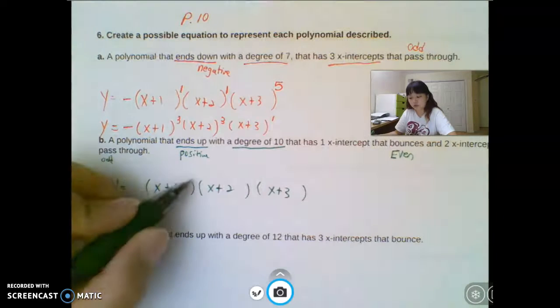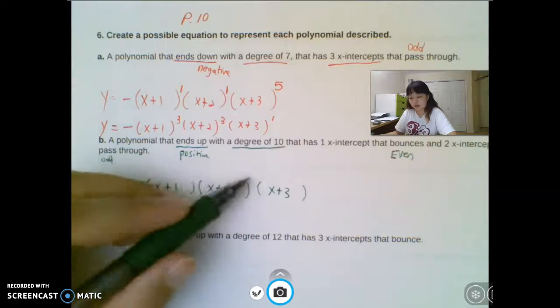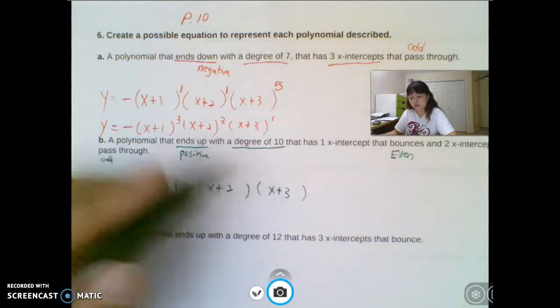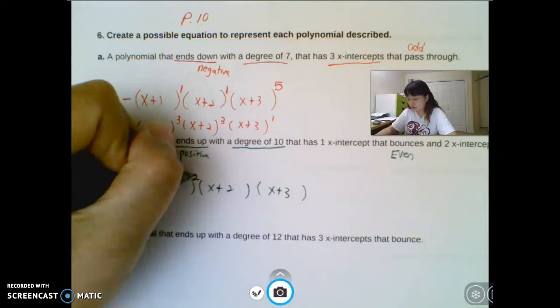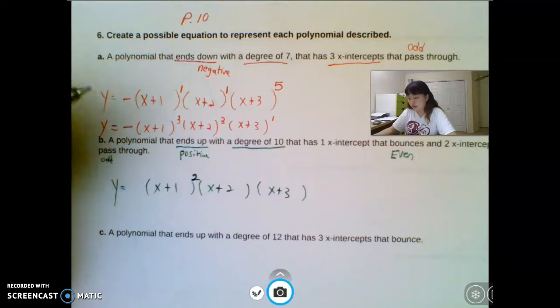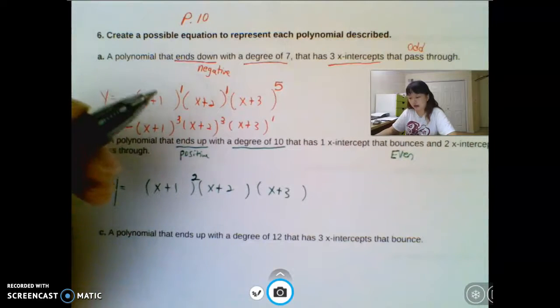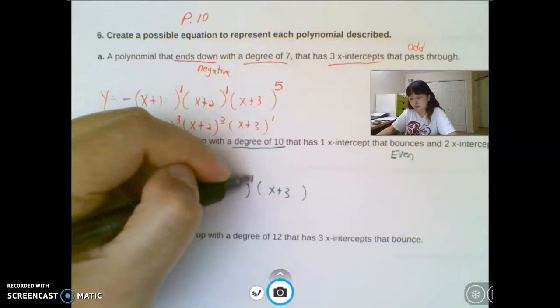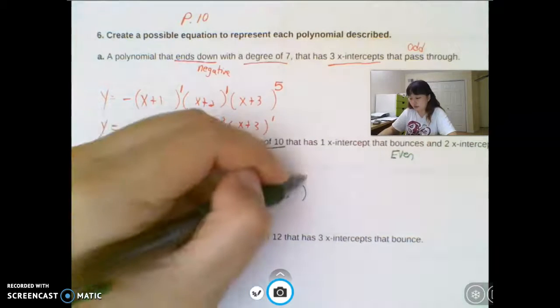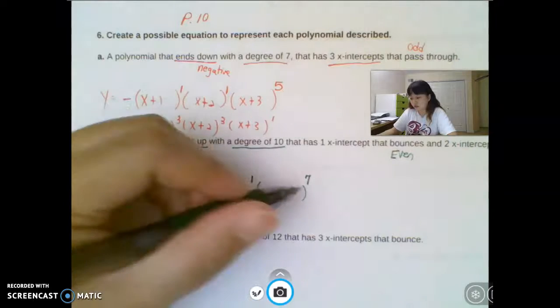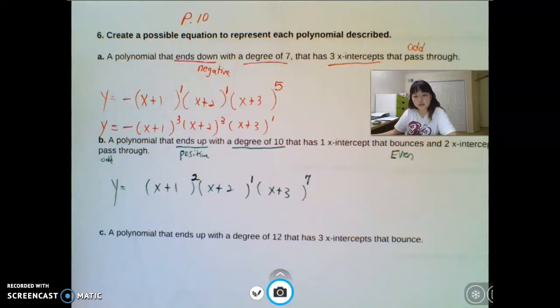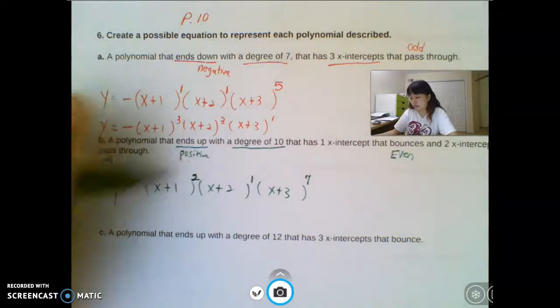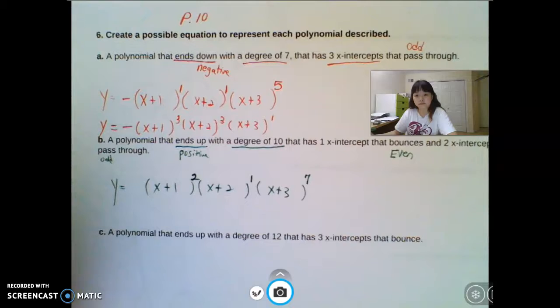Even number, so it could be 2, but then you have 8 left. That's fine. So 2, and then you need an odd number and an odd number. Obviously, you don't want to break it evenly, like 4, 4, because those are even numbers, and that means they're going to bounce, but they're not. So there's so many ways. But what about 1 and 7? 2 plus 1 plus 7, that's 10. So it does have 10th degree, and one of them is bouncing, 2 are passing through. Perfect. And it's positive, so we don't have to do anything, and we're done.